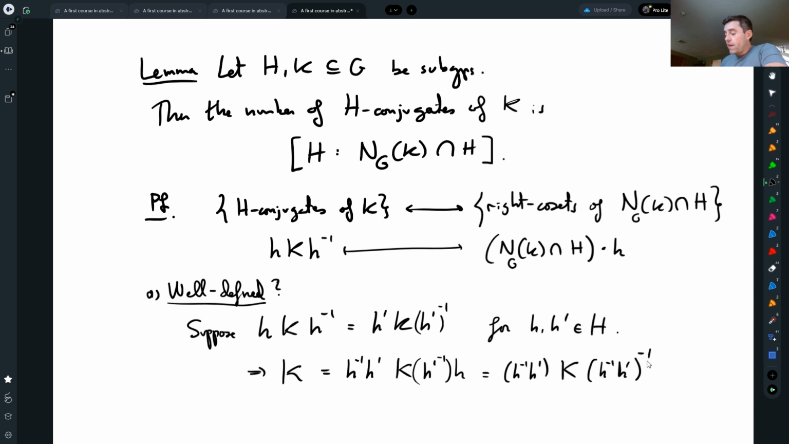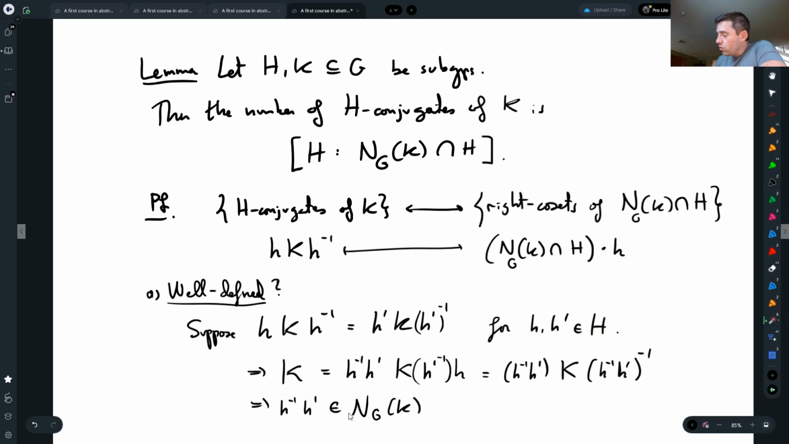So this is telling me that when I conjugate K by this element, I get back K. So h inverse h prime, on one hand, normalizes K. When I conjugate, I get back K, so it is in the normalizer. And certainly, h and h prime are in H, so it is also in H. So it's in the intersection of the normalizer and H.